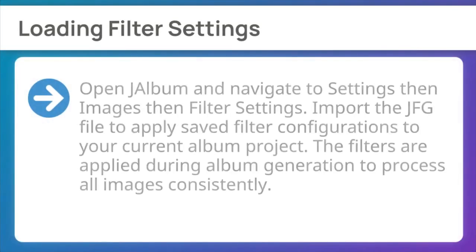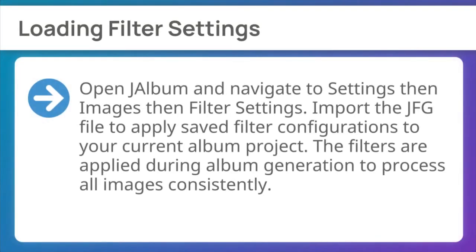First, loading filter settings. Open JAlbum and navigate to Settings, then Images, then Filter Settings. Import the JFG file to apply saved filter configurations to your current album project. The filters are applied during album generation to process all images consistently.